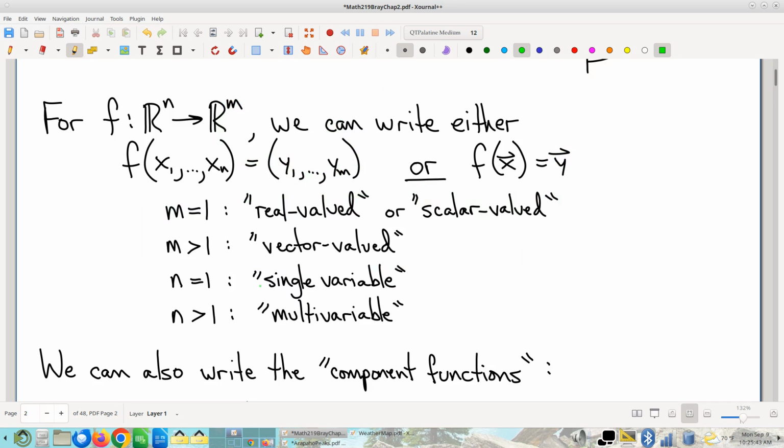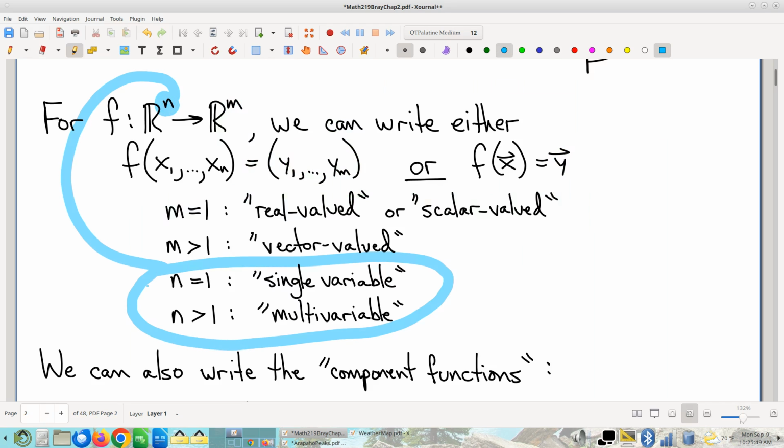And then likewise, you can look at the number of input variables, which again could be one, could be several. Those inputs are the variables, the input variables, but whatever.